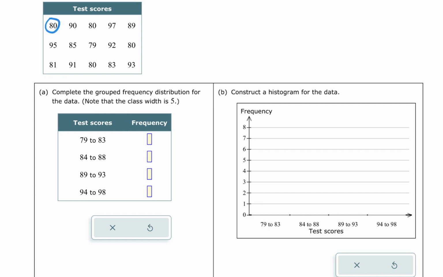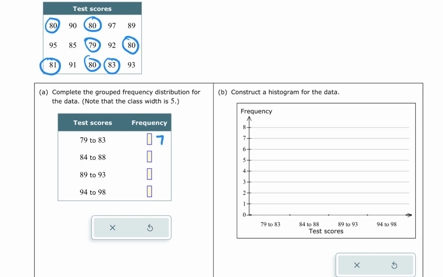So I'm going to circle anything that falls in that range from 79, 80, 81, 82, and 83. And I almost forgot there's one more there, 79. We call 79 the lower limit of this class, and we call 83 the upper limit. So we do have one that's at the lower limit and one that's at the upper limit. And I see 1, 2, 3, 4, 5, 6, 7 pieces of data in that class.